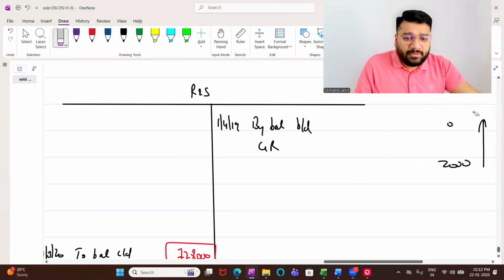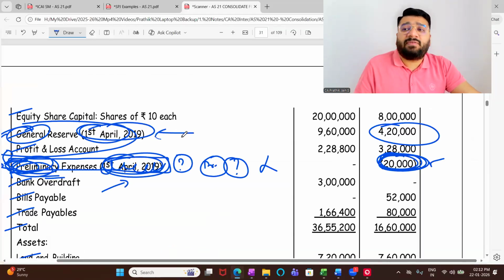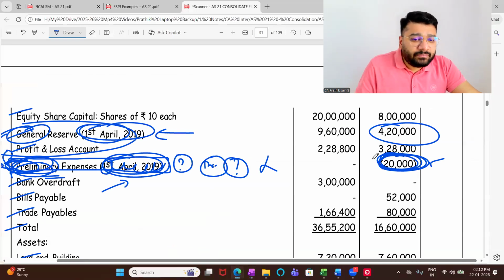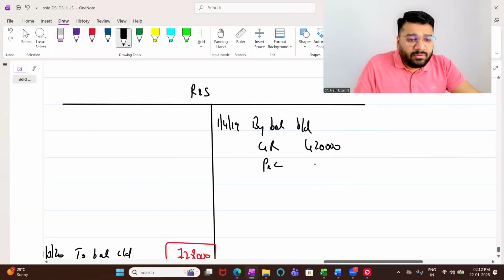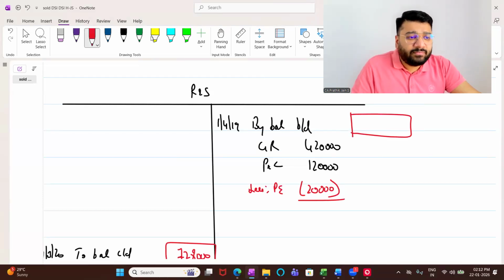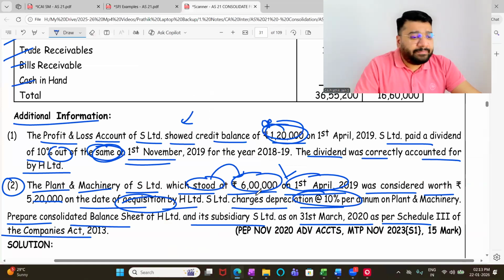Now, GR, nothing mentioned, but the bracket says it is since 1 April 2019. So 420 will continue as it is. P&L, the balance is given. Where? 120 is given, no? And less preliminary expenses 20,000. How much is the balance? Don't fight. It's okay. 5,20,000. Any problem?